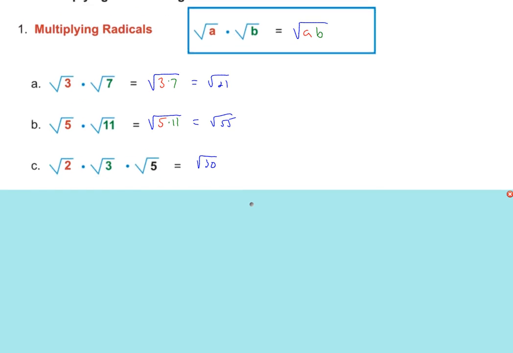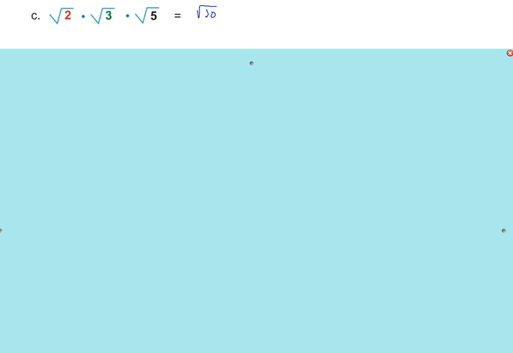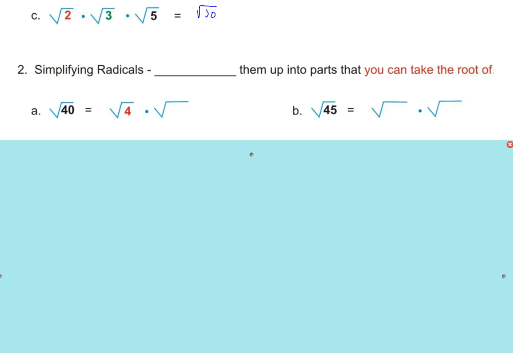Well, now we got to talk about simplifying. Simplifying radicals. All right. Technically, to simplify radicals, split them up into parts that you can take the root of. Here's what we're doing. We're kind of doing multiplication in reverse. We're unmultiplying, which we commonly call what?